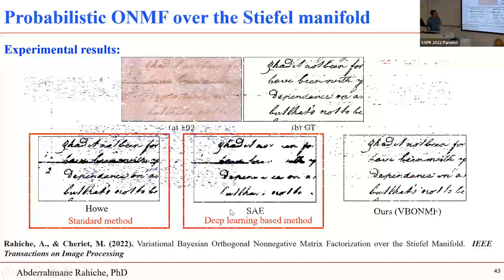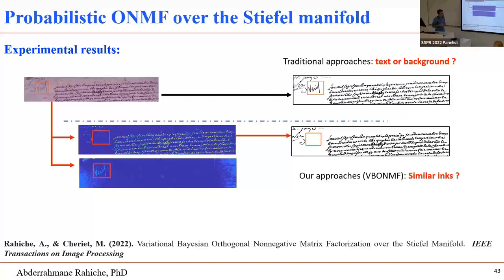And finally, approaching the problem from the traditional perspective, we can only answer the question of whether a given pixel is text or non-text. But when we use a method like NMF, when we approach the problem as a blind source separation problem, we can address other issues. We can answer other questions like how many objects are in my scene, if the things are similar, if there is a forgery or not in my scene.